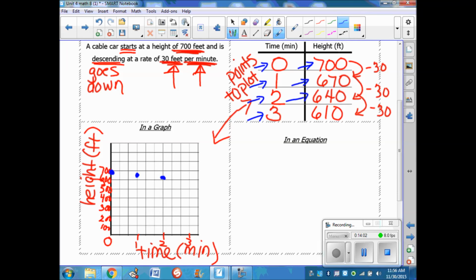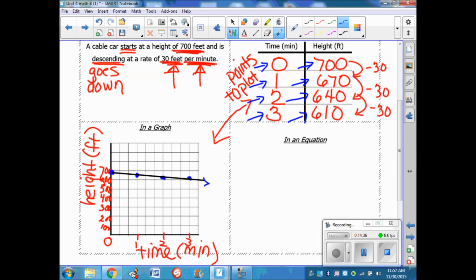And then at 3 minutes, we're at 610. We're not close to 700 anymore, but we're real close to 600. Okay, again, my points on my smartboard are kind of fat. Okay, so it starts here, and you could see how it's descending. Okay, it's going downhill, and you put that arrow on it.